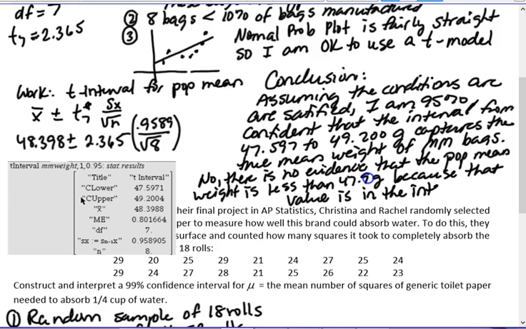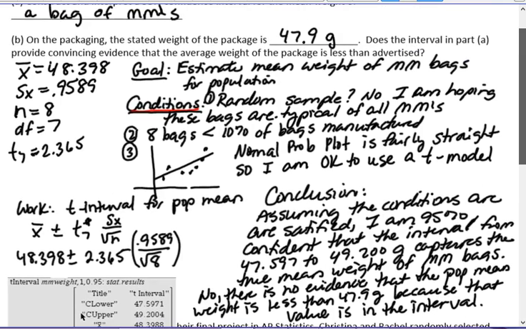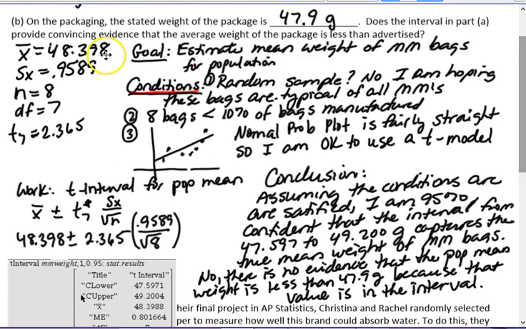I only have convincing evidence of something if it's not in the interval. I don't know for sure that the mean weight is 47.9. It's possible that I got an interval that missed the true mean weight, because that happens sometimes, but I can't say that it isn't 47.9 because 47.9 is in my interval. So that is the conclusion for this particular problem.